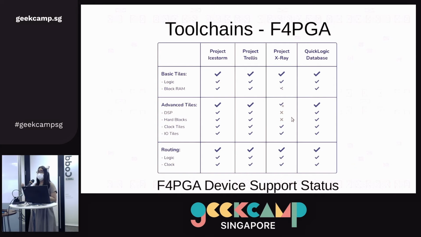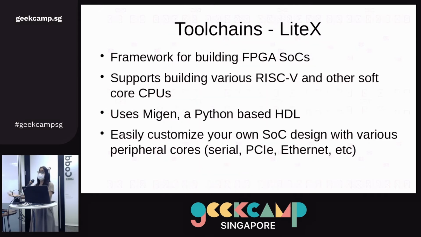For my demo, I use specifically a toolchain called LiteX, which is a framework for building systems on chip. You can take, for example, a pre-configured RISC-V core or some sort of 64-bit core, and say I want Ethernet, I want PCIe, and so on. I configure all of that in my design, my system on chip. It uses Migen, which is a Python-based HDL, so it's more familiar to people who come from a software engineering background than to people who have been doing Verilog, VHDL, or SystemVerilog.